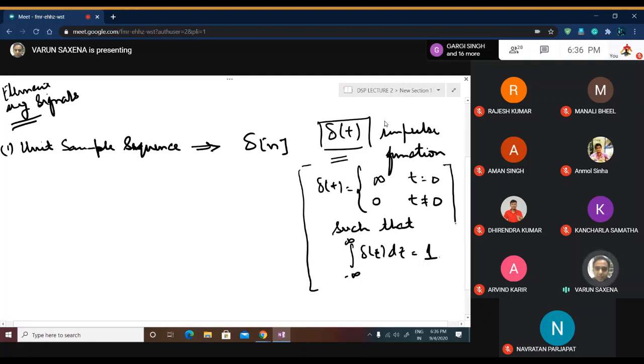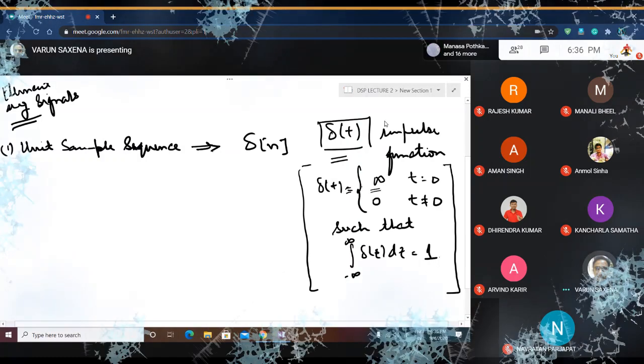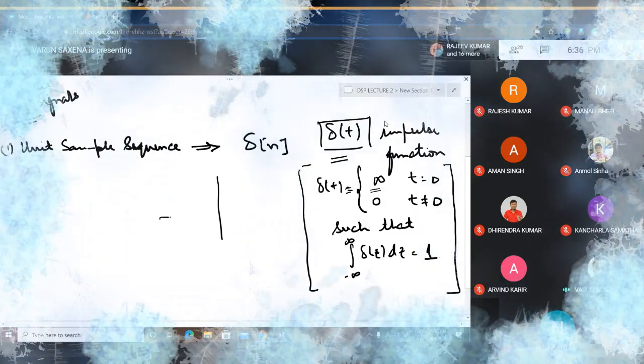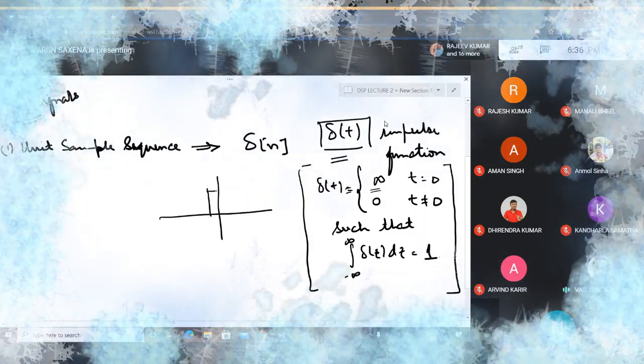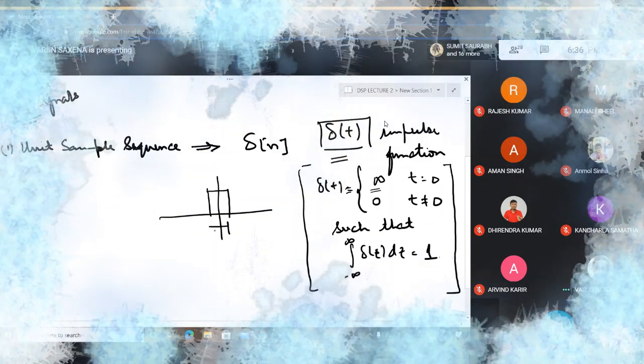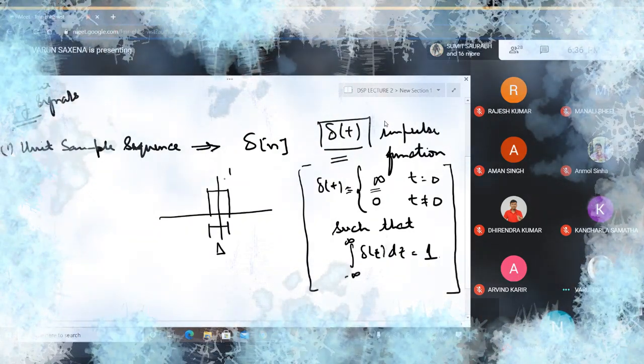It's a complicated function. Can it be realized in a laboratory? Obviously not, because you cannot have a function with infinite amplitude. Very difficult. And you cannot have a function which has no width at all. So how do we approximate it? We approximate it as follows. We say that I have a pulse whose width is delta and whose amplitude is 1 upon delta.